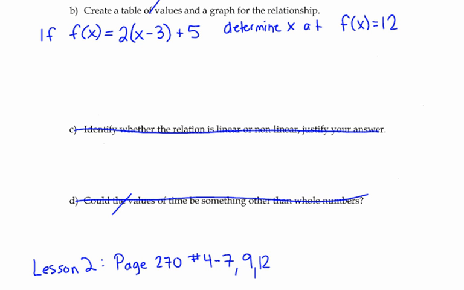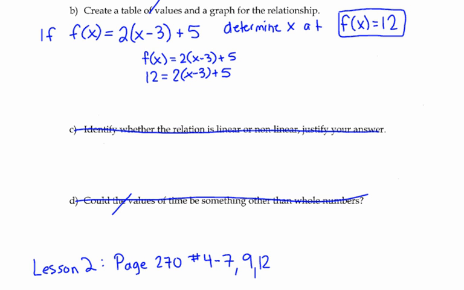Okay, so we know our y value. So our equation is f of x is equal to 2 times x minus 3 plus 5. So who did they give us? Y, the f of x. So we're going to replace f of x with what number? F of x equals 12. So we're replacing our f of x with 12.